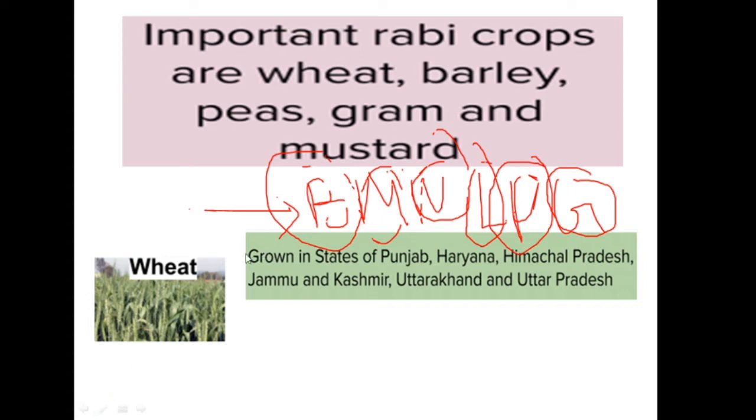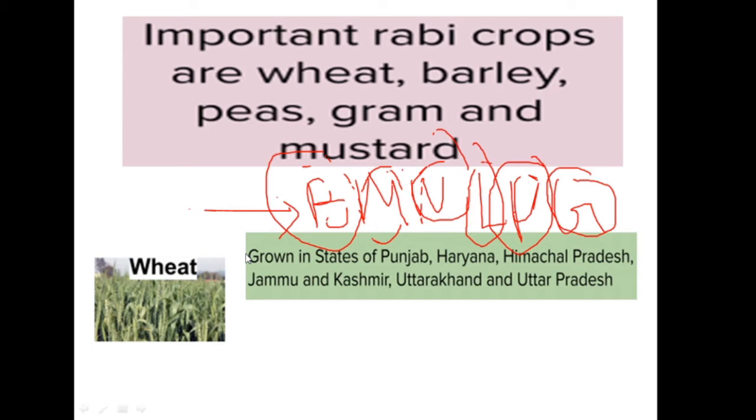So B stands for barley, M stands for mustard, W stands for wheat. Then LPG, that we know as liquefied petroleum gas. L stands for linseed, P stands for peas, and G stands for gram. In this way, we cover most of the important Rabi crops.